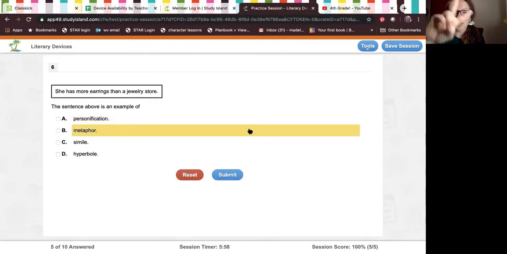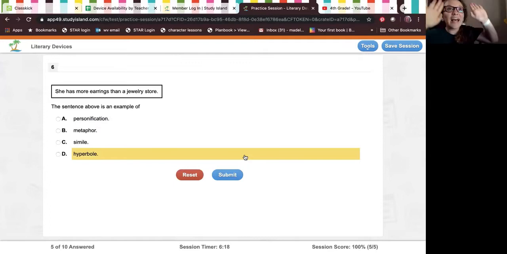A metaphor compares two things and does not use like or as. I don't see like or as, but I also don't see two things that are being compared. A simile compares two things and it uses like or as. I don't see like or as in this sentence.